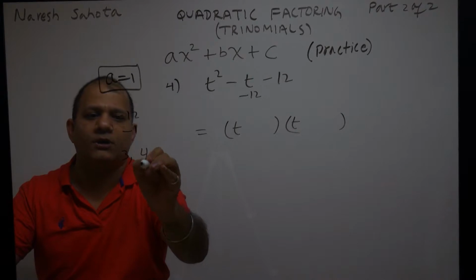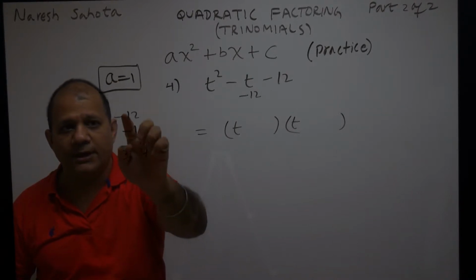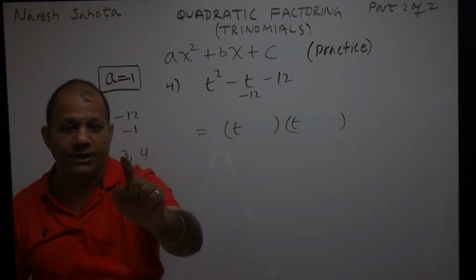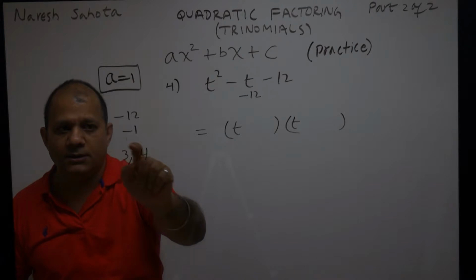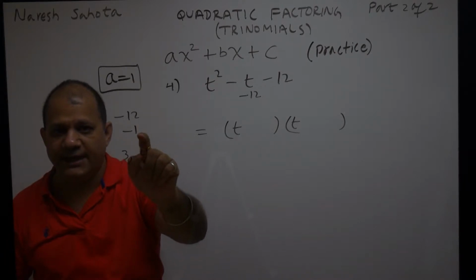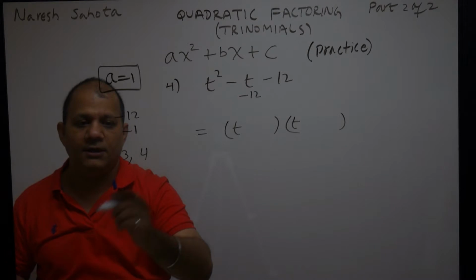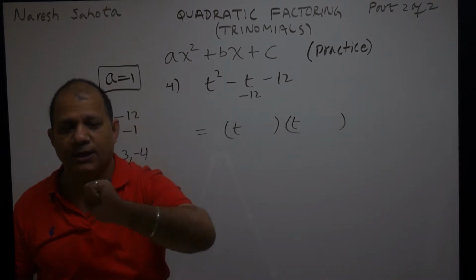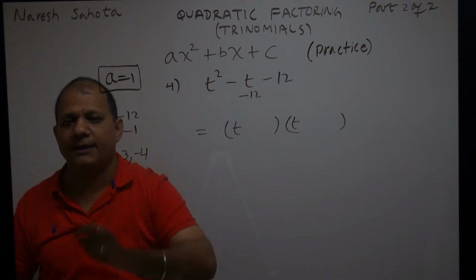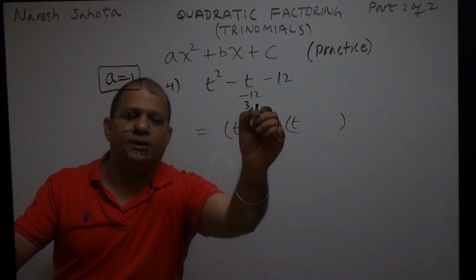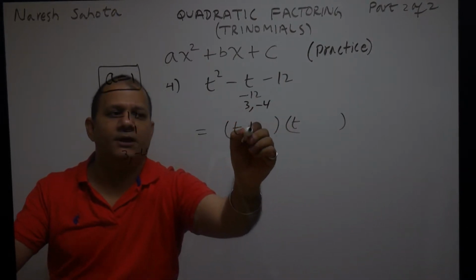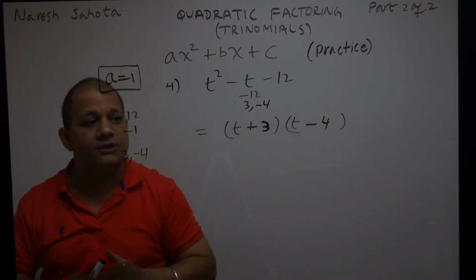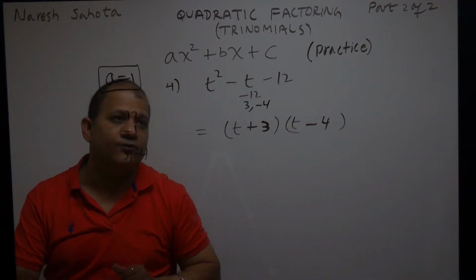So 3 times 4. Okay, so when I multiply, I want negative 12. So one of them has to be negative. Okay, so now should I put the negative on the 3 or on the 4? When I add these, I want the overall result to be negative. So the negative is going to go on the higher number, right? So now let's try that. 3 times negative 4 is negative 12. When I add 3 and negative 4, I get negative 1. So that's the way to do this. So 3 and negative 4. Now this is plus 3, and this is minus 4. So the factors are t plus 3 and t minus 4. Okay.